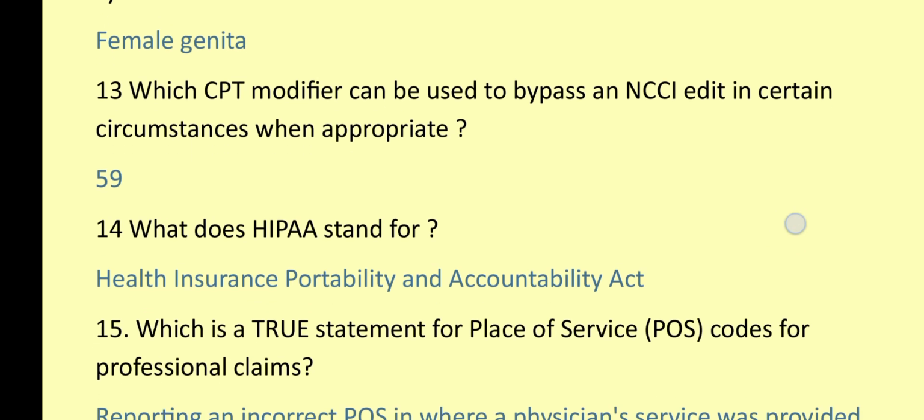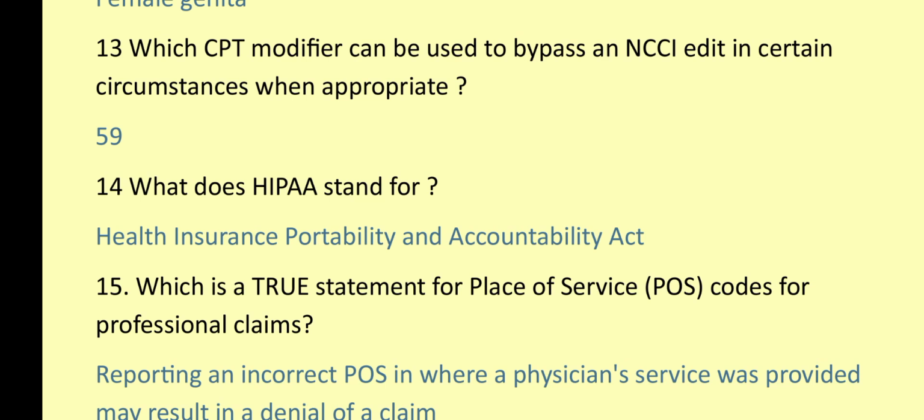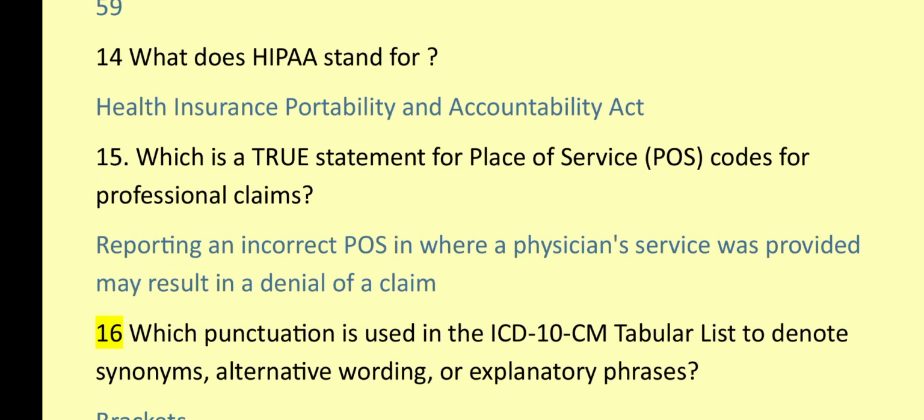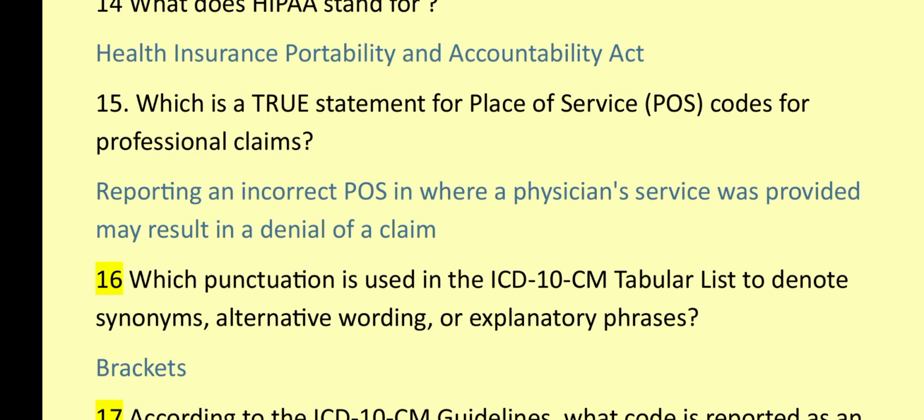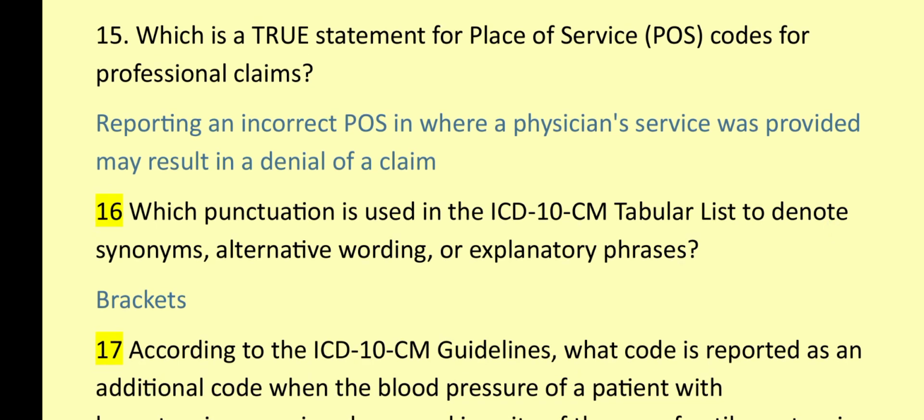59. 14. What does HIPAA stand for? Health Insurance Portability and Accountability Act. 15. Which is a true statement for place of service, POS, codes for professional claims? Reporting an incorrect POS for where a physician's service was provided may result in a denial of a claim. 16. Which punctuation is used in the ICD-10 tabular list to denote synonyms, alternative wording, or explanatory phrases?